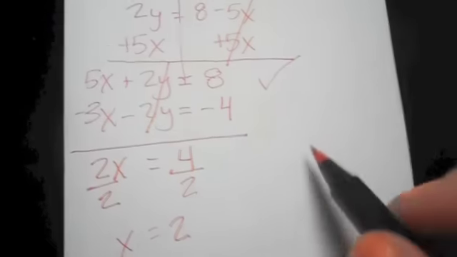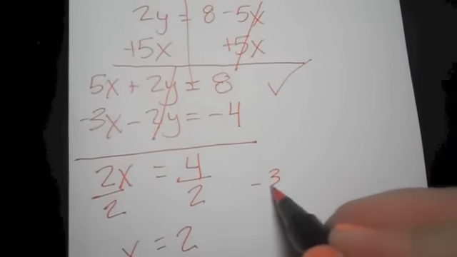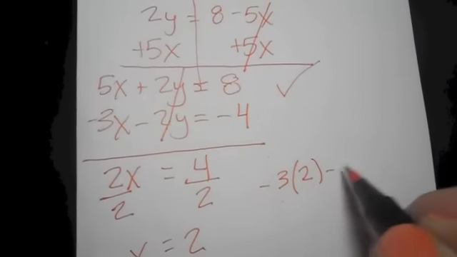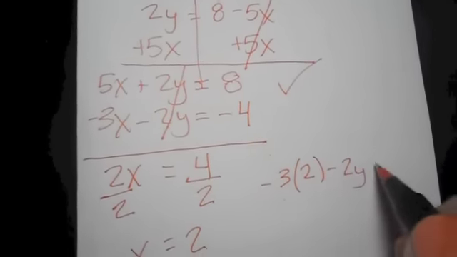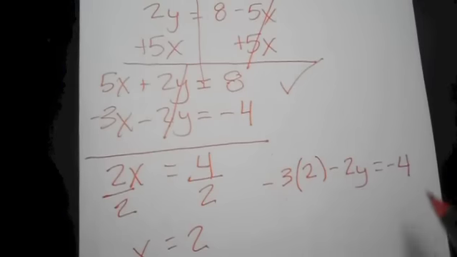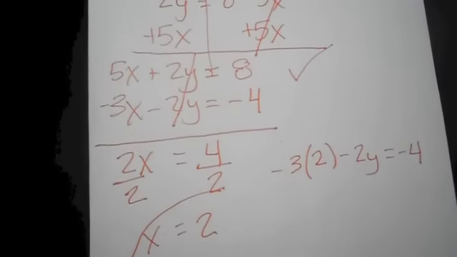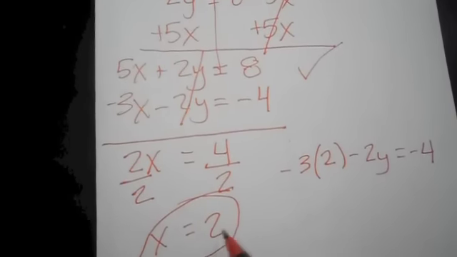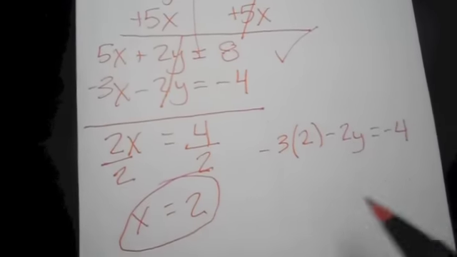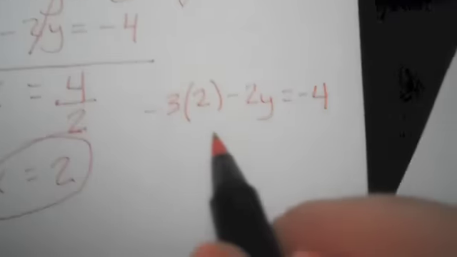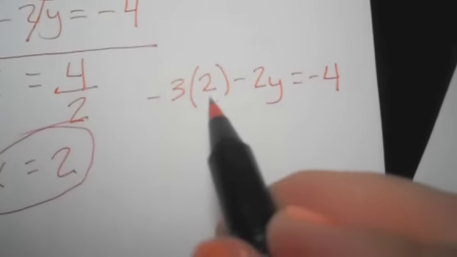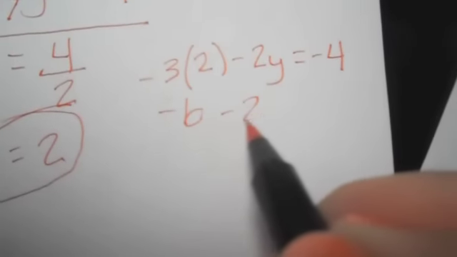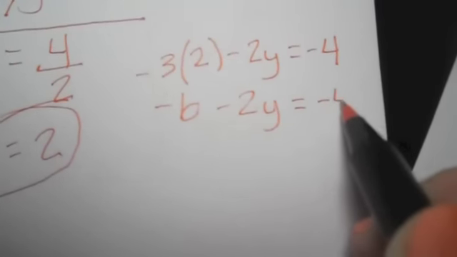I'm going to choose the top one. Negative 3, we're going to plug in our x as 2, minus 2y equals negative 4. And why are we doing this? Because we already have our value for x, but we don't know what y is. So we're plugging in the x value so we can solve for y. So let's continue. We're working with this one. Negative 3 times 2 is negative 6 minus 2y equals negative 4.